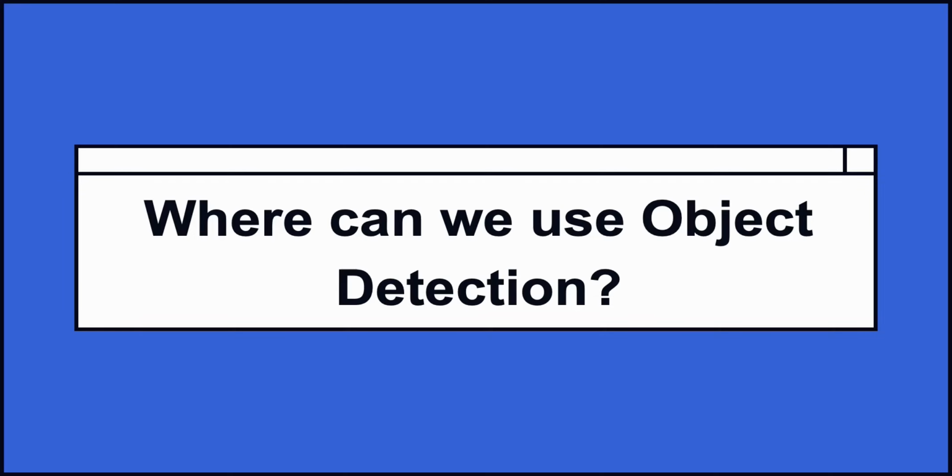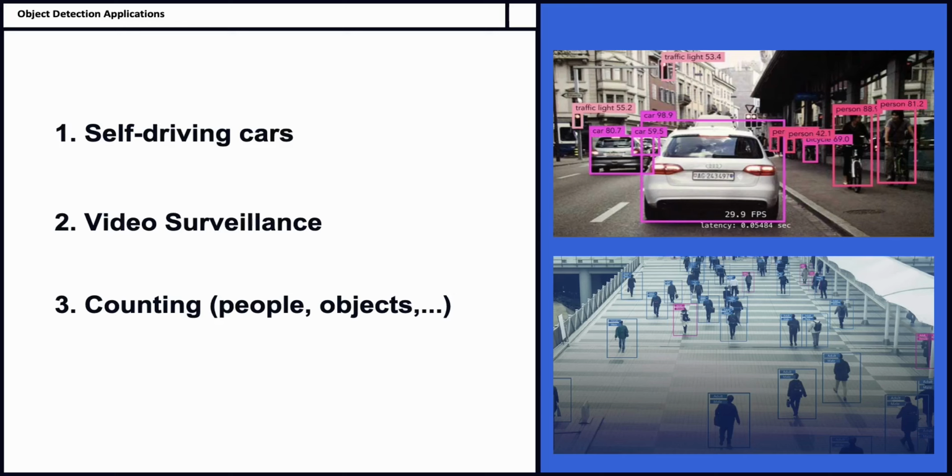Now you could be wondering, why do we need object detection? Sure, it's fun to create models that detect animals, people, or anything else really on an image, but what are its applications and uses? And the answer to that is that there are actually many uses. The most important and popular ones are self-driving cars, video surveillance, and object counting.